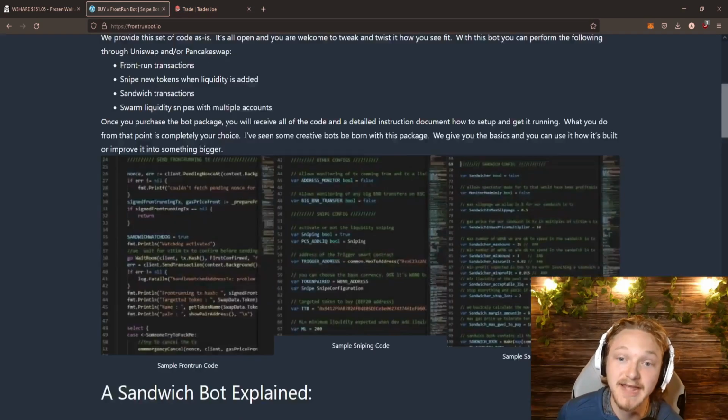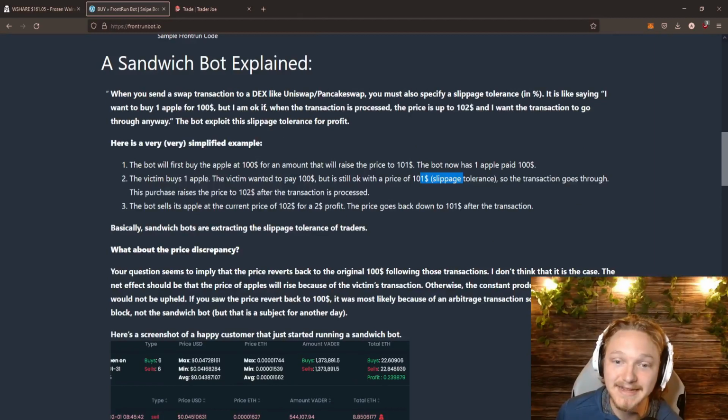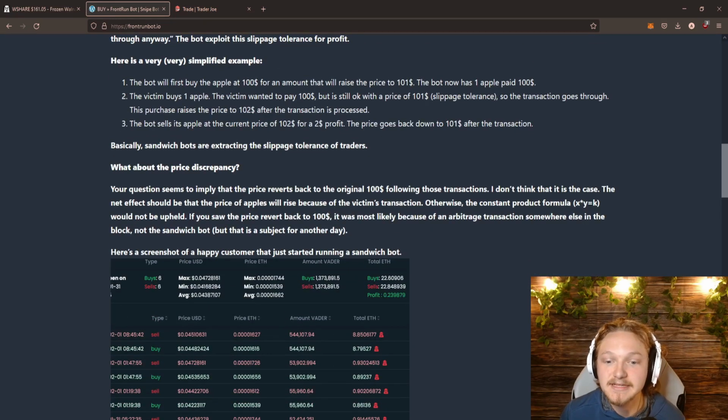And I even have an actual Frontrun bot that tries to explain it a little bit better. When you send a swap transaction to a DEX like Uniswap or PancakeSwap, you must also specify a slippage tolerance. It is like saying, I want to buy one Apple for 100, but I'm okay if, when the transaction is processed, the price is up to 102, and I want the transaction to go through anyway. So that is where the bot exploits you. It looks for people that are agreeing to buy at higher prices, buys before they buy, and sells right after they buy. And that is what they do. It is a complete automated process. A bot is doing 100% of it. It is ran by someone, but it is a bot doing it constantly.